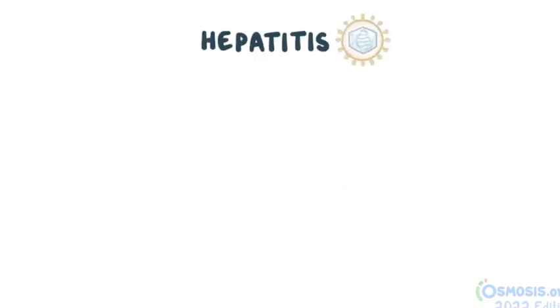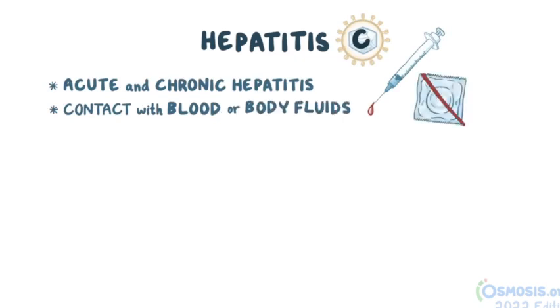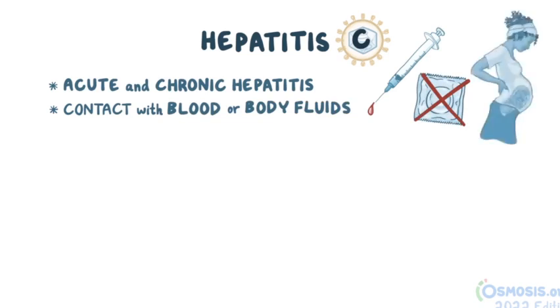Next is hepatitis C, which is caused by hepatitis C virus and can cause acute or chronic hepatitis. It's caused by contact with blood, like sharing needles or syringes, and contact with body fluids, like unprotected sex and during passing from mother to child during labor and delivery.